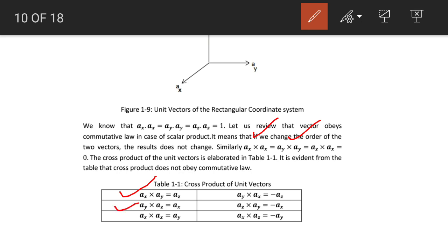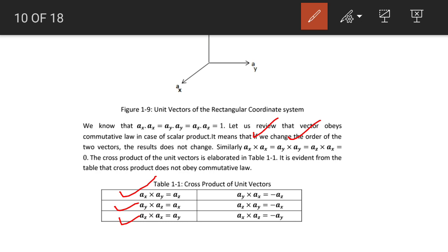Similarly, ay cross az results in ax. Az cross ax results in ay. We know that vectors do not obey the commutative law in the case of the cross product, and a cross b is equal to minus b cross a.